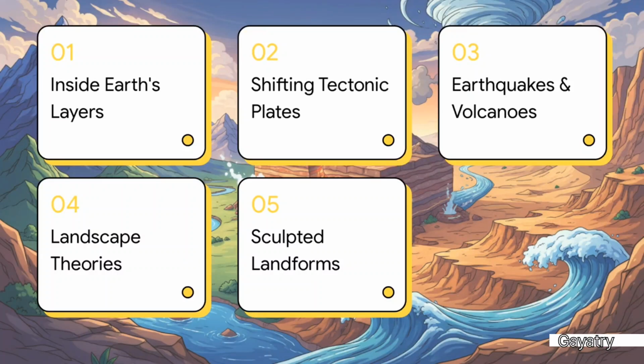Okay, so here is our roadmap for the explainer. 1. Inside the Earth's layers. 2. The shifting tectonic plates. 3. Earthquakes and volcanoes. 4. Evolving landscape theories. And finally, 5. Nature's sculpted landforms. Let's dive right in.